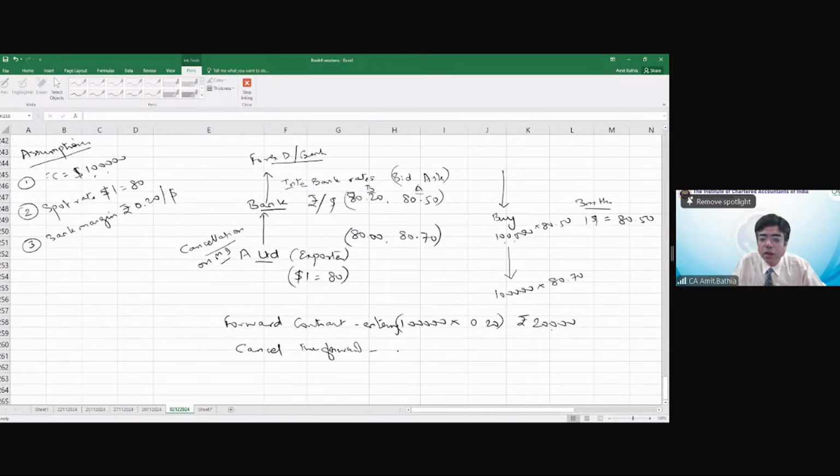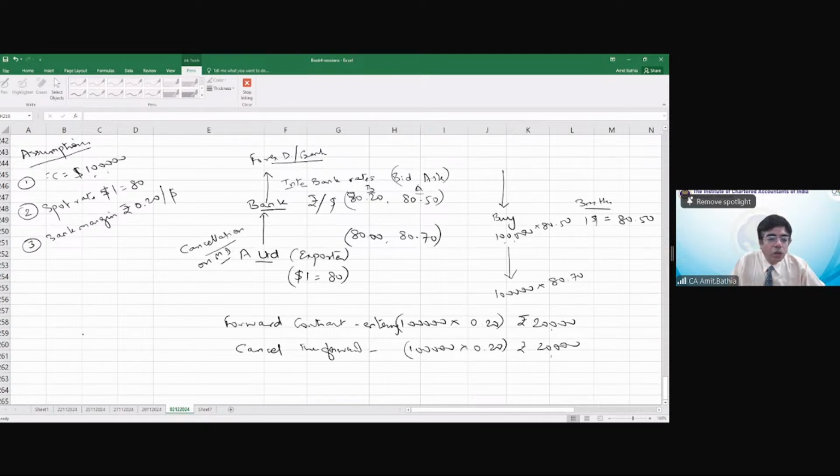So the bank has to take an opposite position. They had to buy this in the open market at 80.50, right? So again, first of all, bank margin will come into place. That is again going to be 100,000 into 0.20. So we'll have to again pay rupees 20,000. Am I right? Yes, sir. These are the charges which are there.